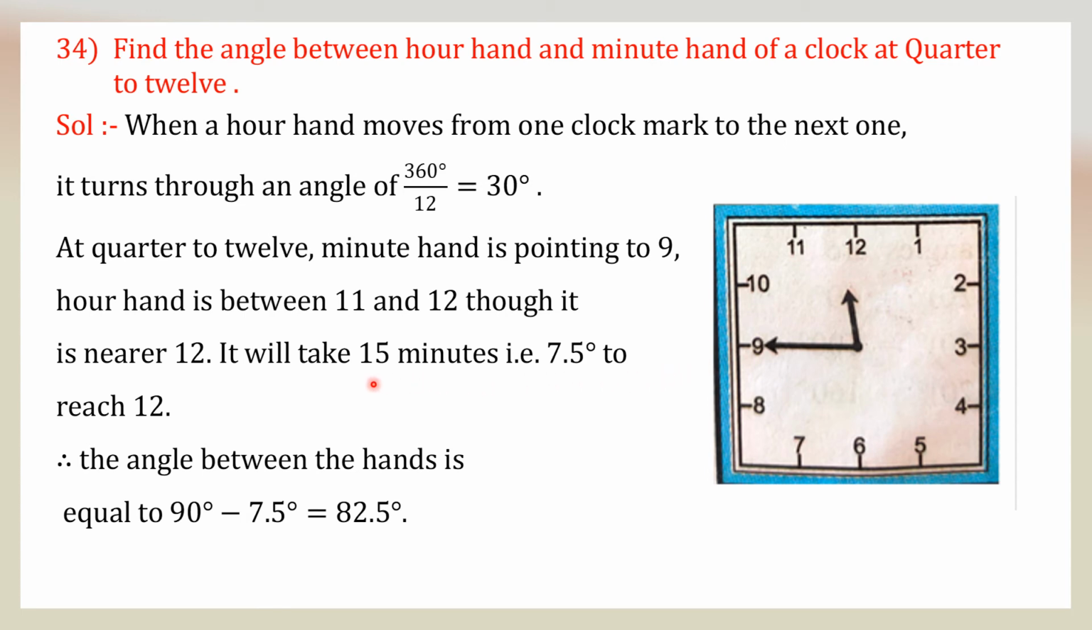Therefore, we know that in 15 minutes, the angle of the hour hand is 15 divided by 2, which is 7.5 degrees. Therefore, the angle between the hands is 30 plus 30 is 60, plus 30 is 90. 90 minus the angle in 15 minutes, 7.5 degrees. Therefore, 90 degrees minus 7.5 degrees equals 82.5 degrees.